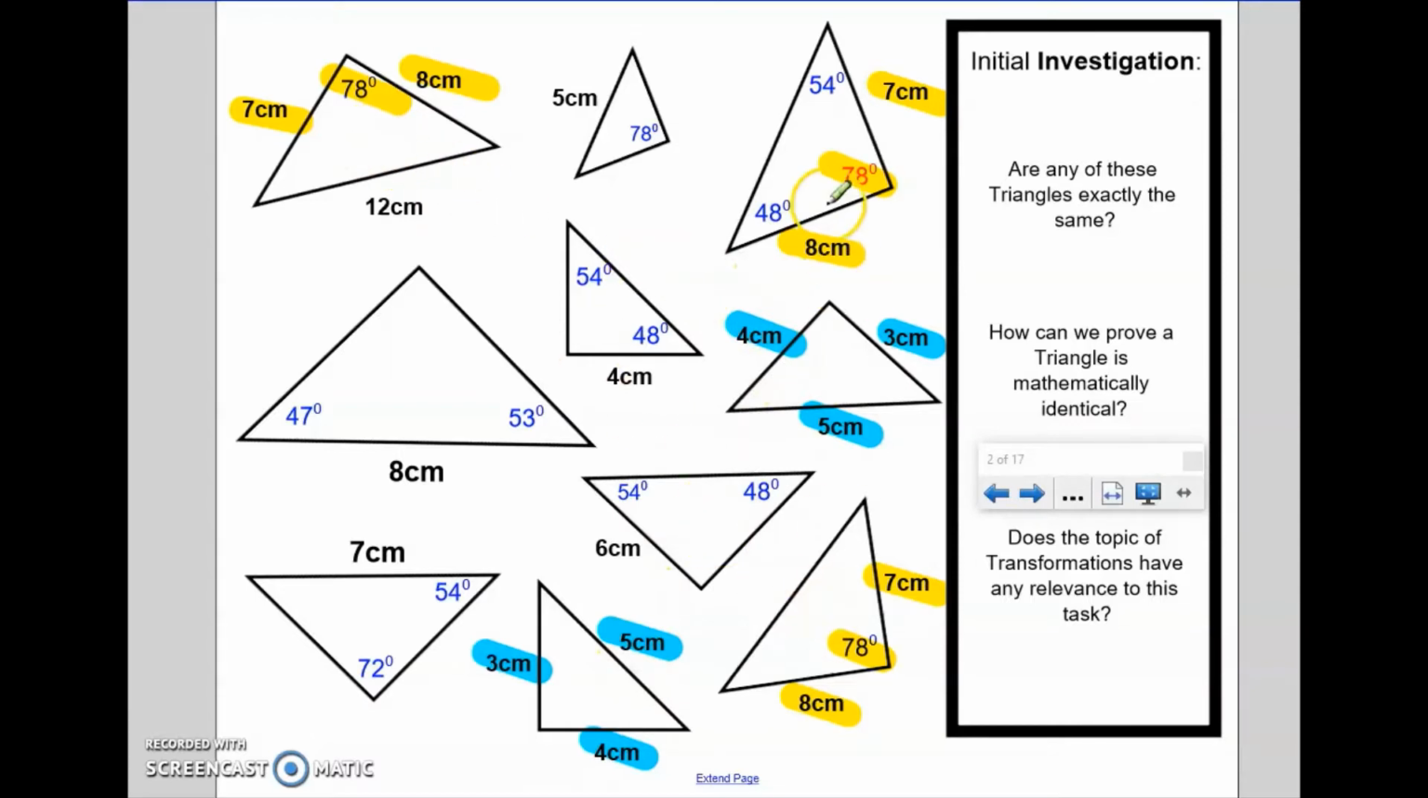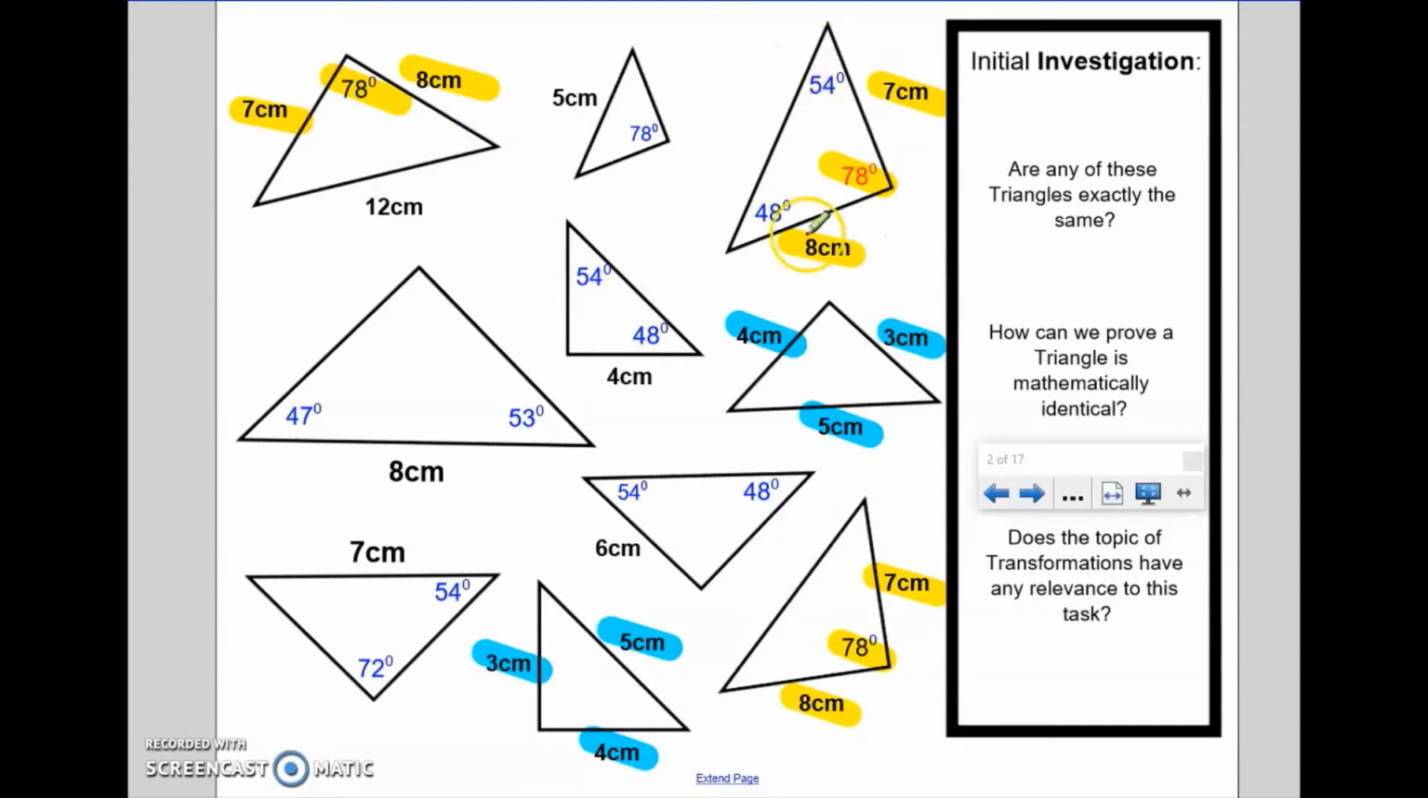We also have these 3 triangles, which I've used the yellow highlighter to make stand out. If we look at the top right, we've got a side of 7, an angle of 78, and a side of 8. And if we come down here, again, the shape's been rotated, but it still remains the exact same triangle. A side of 7, an angle of 78, and a side of 8 centimeters. Because I know those 3 dimensions, these two have to be the same.